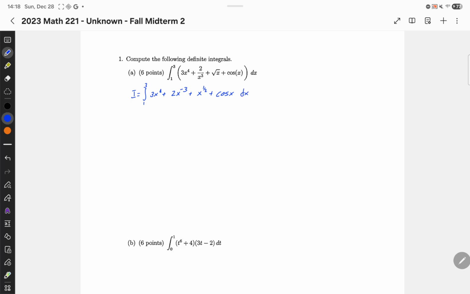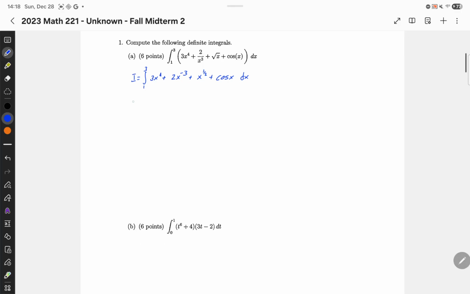And now for this one, the key is just remembering your integration rules. So we can write this as the integral. And remember, integrals are additive, so you can just look at the integral of each part that's added together separately. So first off, we have 3 times x to the 4th. So we can write a 3 out front. And then the integral of x to the 4th, well, you can add 1 to the power, making it x to the 5th, and then divide by that. So 1/5 times x to the 5th.